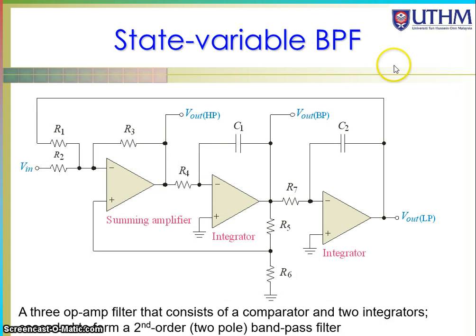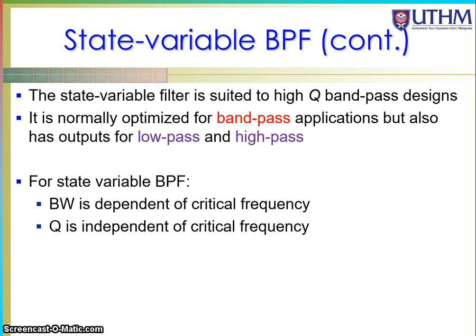Okay, another band pass filter can be constructed using a state variable circuit. A state variable circuit is just a combination of a summing amplifier, an integrator, and another integrator. So you have a low pass output. This is an integrator, and this is another integrator. You have the output that we want, the band pass. For the summing, it is a high pass filter. So it is a combination of several circuits, which is called state variable. And the state variable filter is suited for a high Q band pass design.